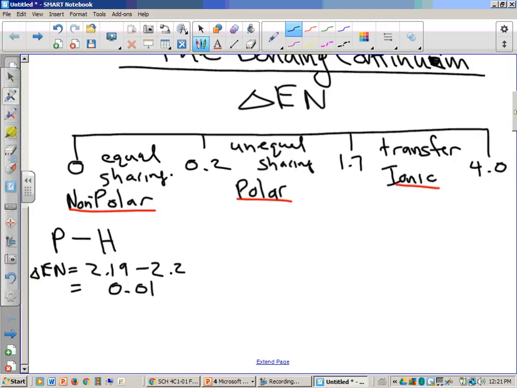In mathematics, when you get rid of a negative, what we call it is the absolute value. Have you ever learned that before, where you say, let's forget about the negative, let's just take the value of it? So they put those lines beside it. Anyway, that's what that means. Don't worry about the negative. Now notice, 0.01, it's in this region. We say then that this is a non-polar bond. All right?